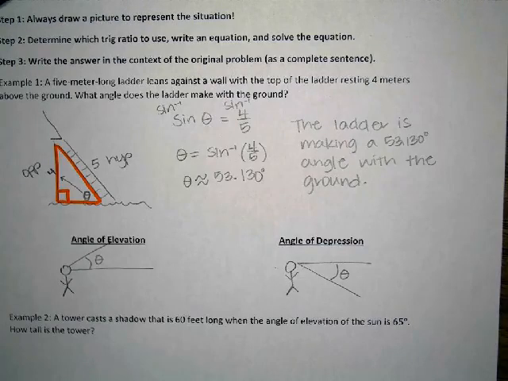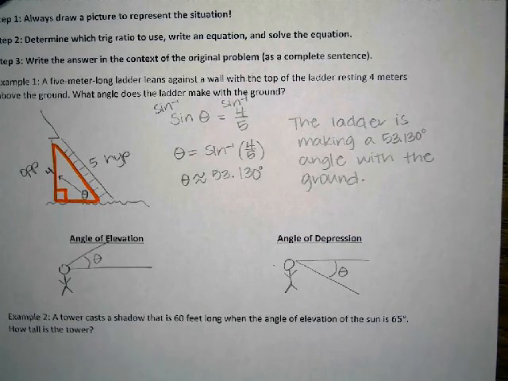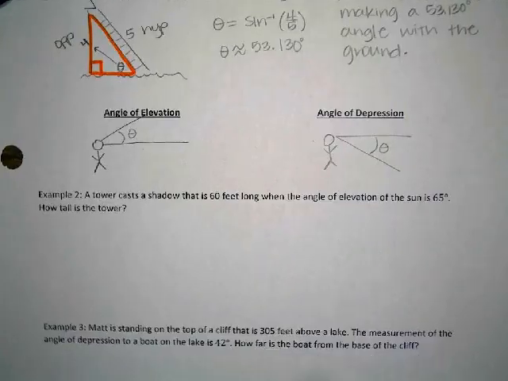So angle of elevation seems to be the one that's a little bit easier. That one feels a little bit more common sense. Angle of depression is the one that usually messes people up. And if you're not paying attention, you might draw the triangle incorrectly. Okay? All right, so next we have a tower that casts a shadow that is 60 feet long when the angle of elevation of the sun is 65 degrees. How tall is the tower?